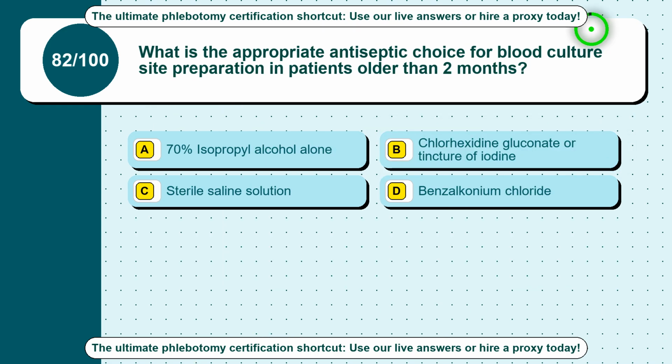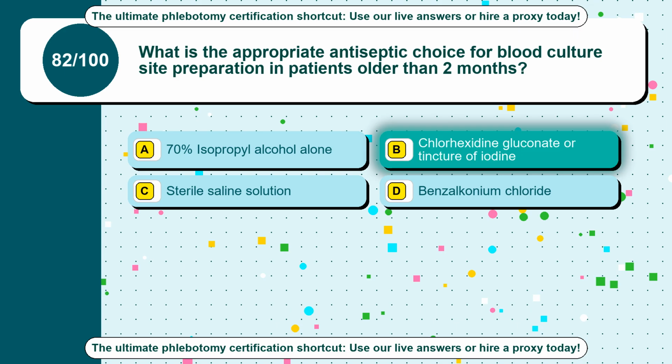Question 82. What is the appropriate antiseptic choice for blood culture site preparation in patients older than 2 months? Option A, 70% isopropyl alcohol alone. Option B, chlorhexidine gluconate or tincture of iodine. Option C, sterile saline solution. Option D, benzalkonium chloride. The correct answer is option B, chlorhexidine gluconate or tincture of iodine.